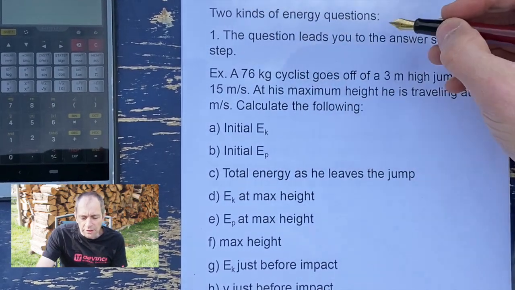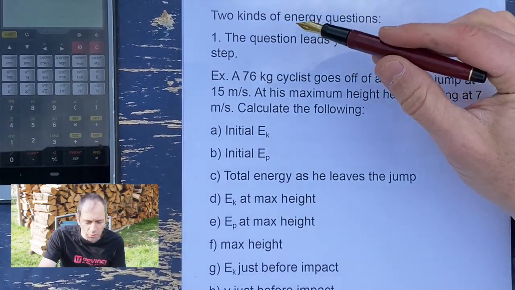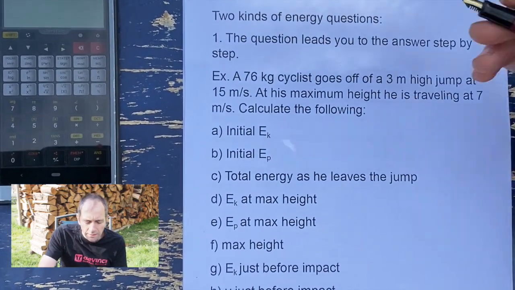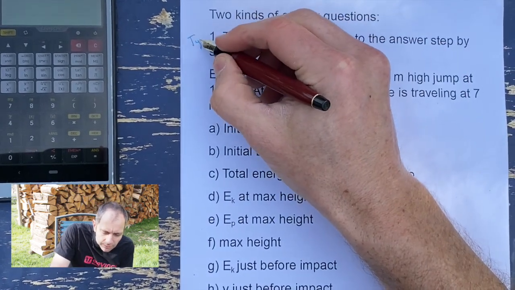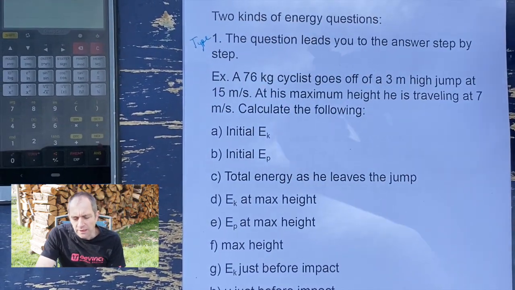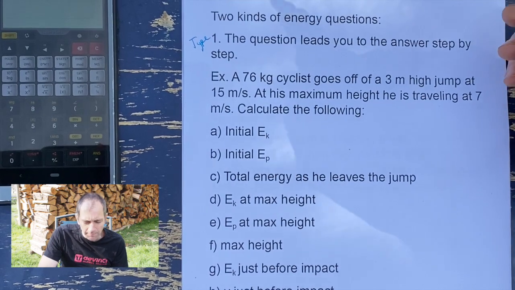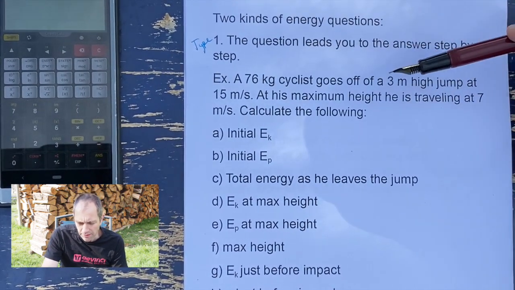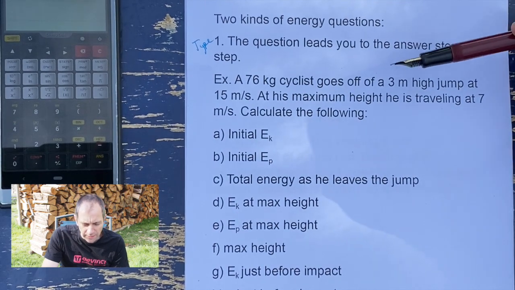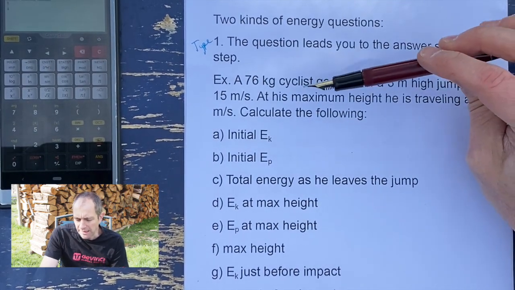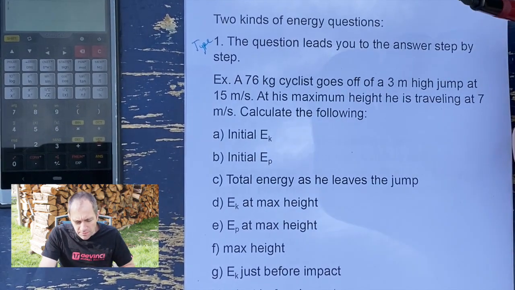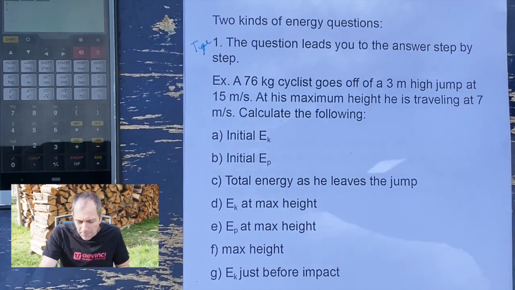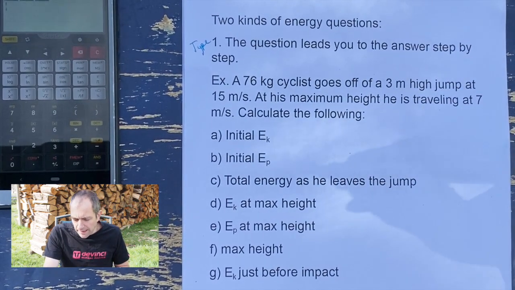So, two kinds of energy questions. Question type number one: the question leads you to the answer step by step. So here we go. A 76 kilo cyclist goes off a 3-meter high jump at 15 meters a second. At his maximum height, he is traveling at 7 meters per second. Calculate the following. Kinetic energy.